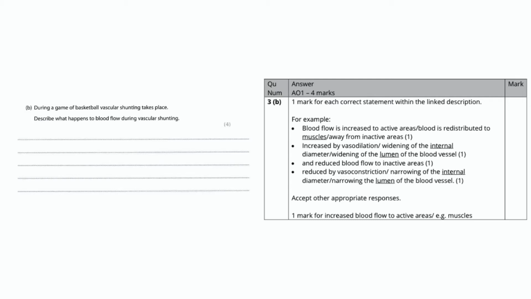Vasoconstriction for the 3rd mark. Vasoconstriction is where blood vessels narrow in diameter to reduce blood flow to inactive areas such as the digestive system. And always try to use the digestive system as an example of an inactive area during exercise. For the 4th and final mark, there needs to be some sort of link to performance. So why is this happening? Therefore, a performer will gain enough oxygen and blood flow to produce the required energy during exercise. So there are your 4 marks.